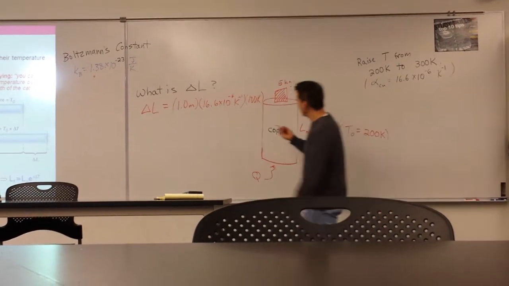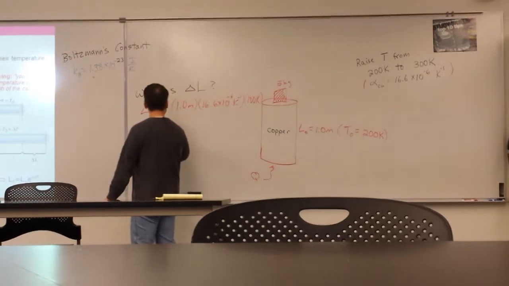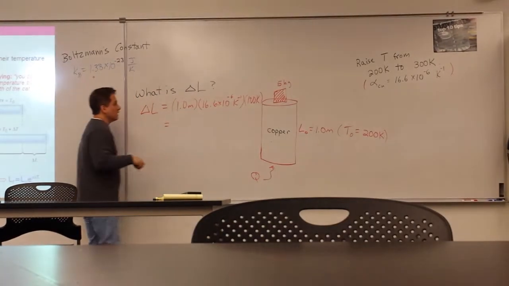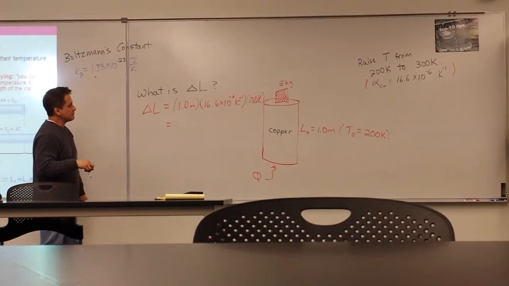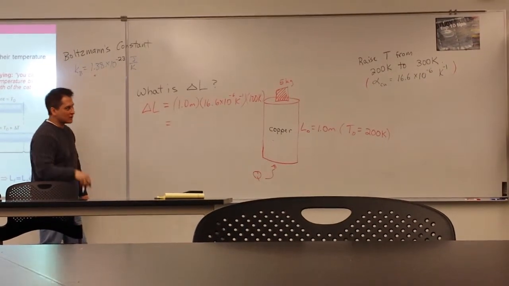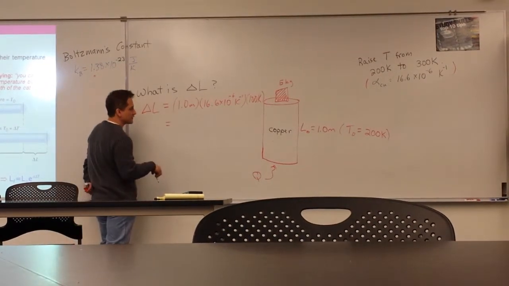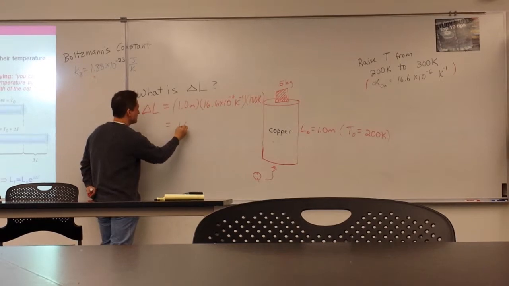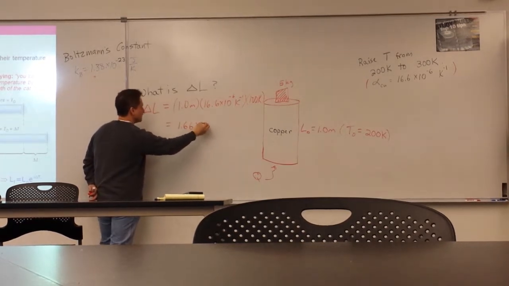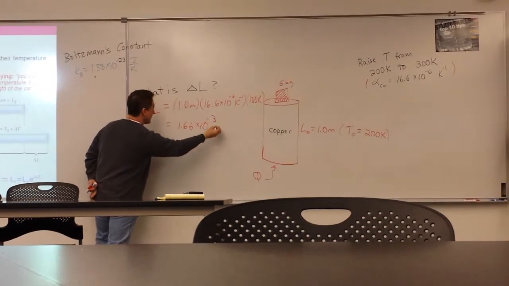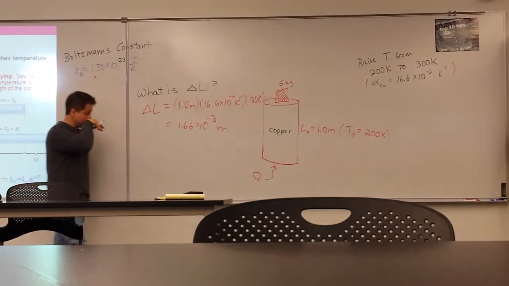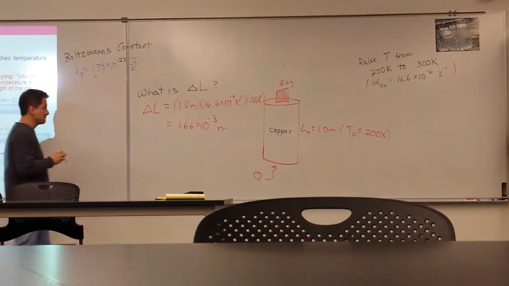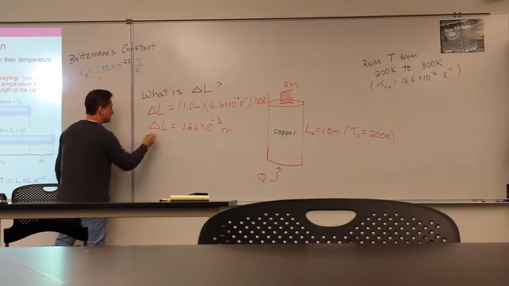Oh my gosh, I should have picked a different number than 1 meter. So what do I get? 16.6 times 10 to the negative fourth, or 1.66 times 10 to the negative third? Okay, and the units would be meters. So that would be delta L.